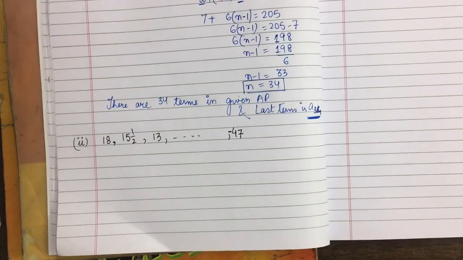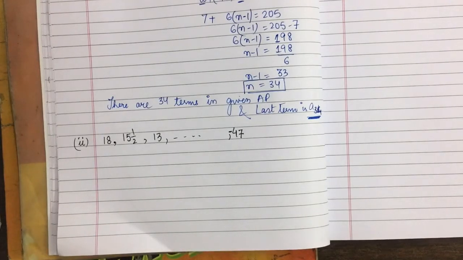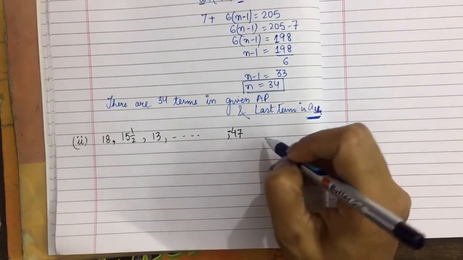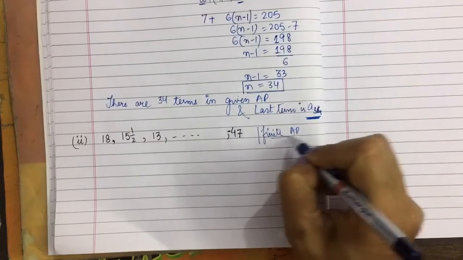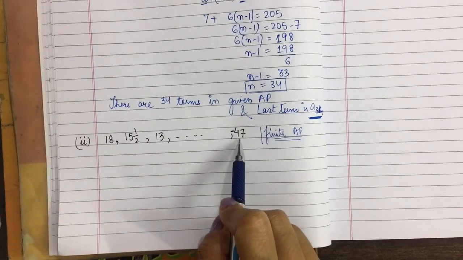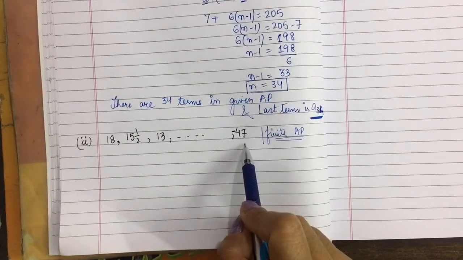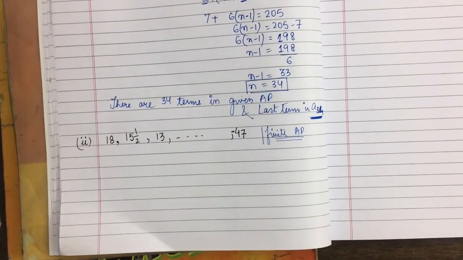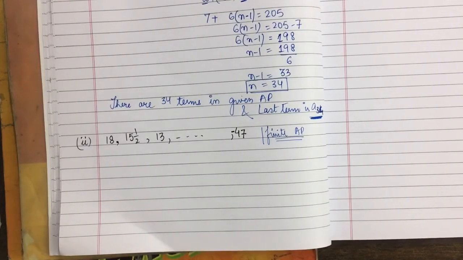The second part of this question, we have been given the AP as 18, 15 and a half, 13, so on up to minus 47. Again, you can note that this is a finite AP. We have a starting term, we have an ending term, and we want to find out how many terms are there in this arithmetic progression. Or simply stating, we want to find out how many terms are there in this list.